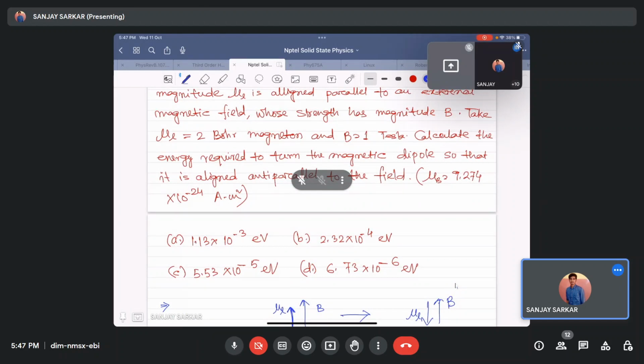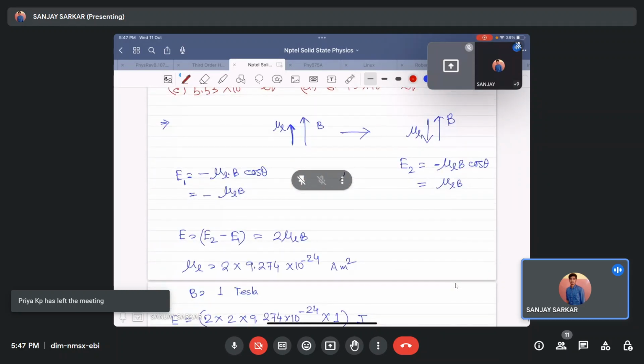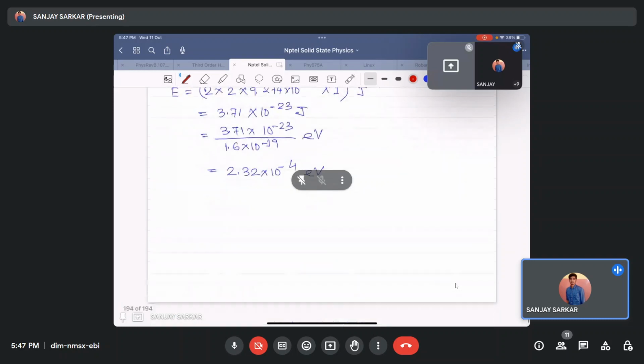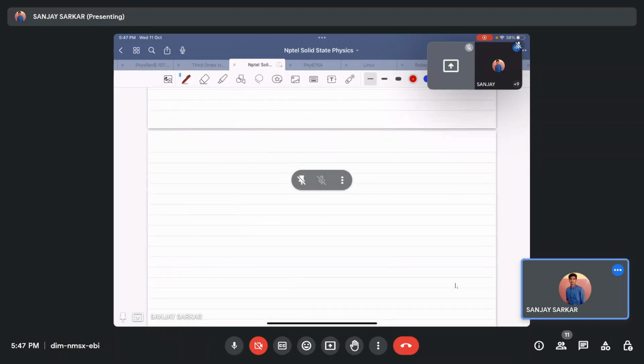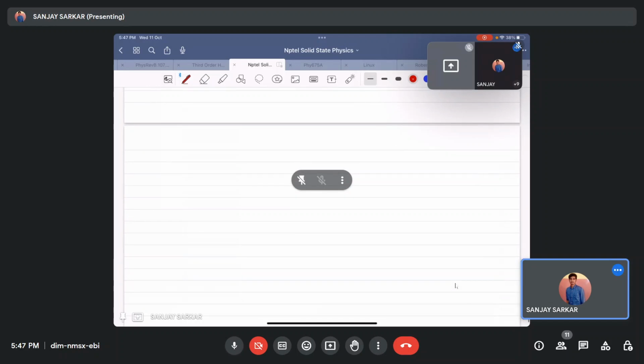Is this clear? If this is clear, then let's move to the next question. If you have any doubt, then you can definitely ask. If you don't understand any of the steps, please unmute and ask.